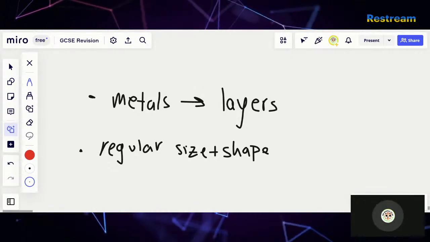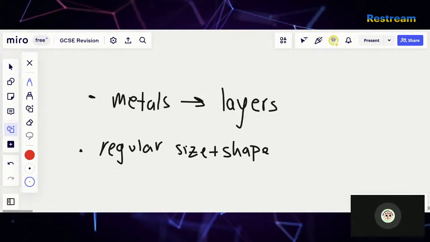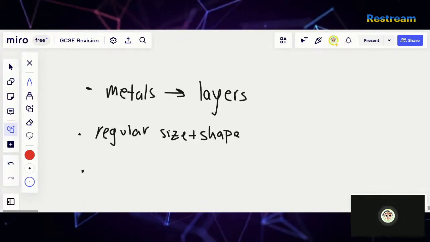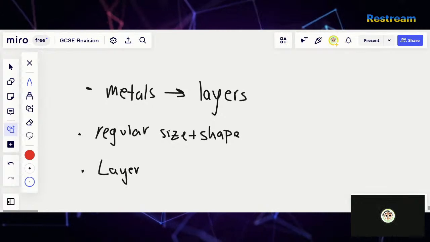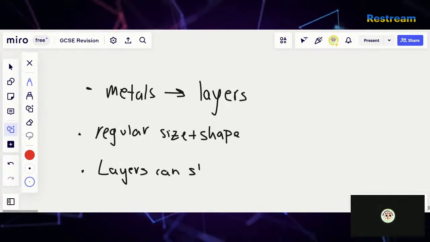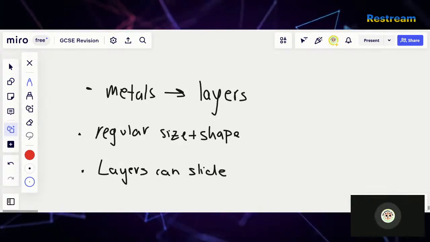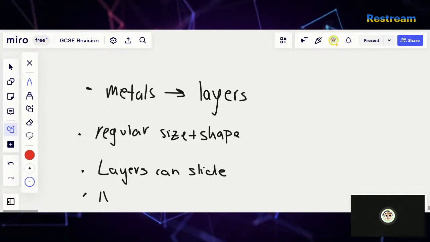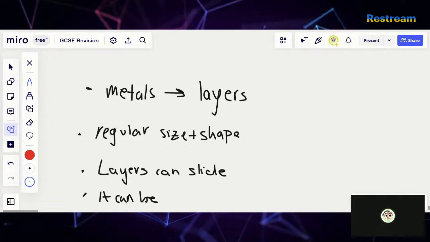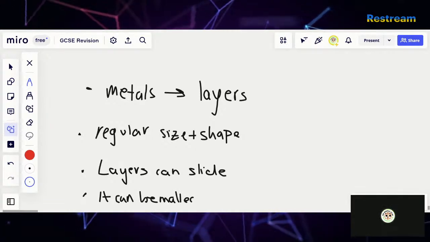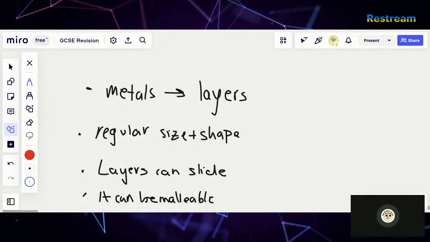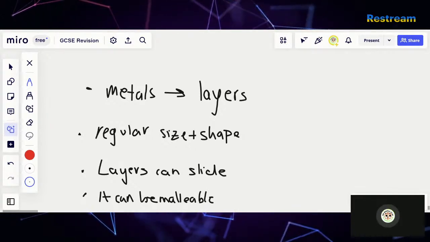Now we're asked, explain why metals can be shaped. So what we'll discuss is the fact that these metal layers can slide. And because these layers can slide over each other, this then means that it can be malleable. So that's how we would answer this question. For those of you who have just joined, feel free to put your answers in the chat below.